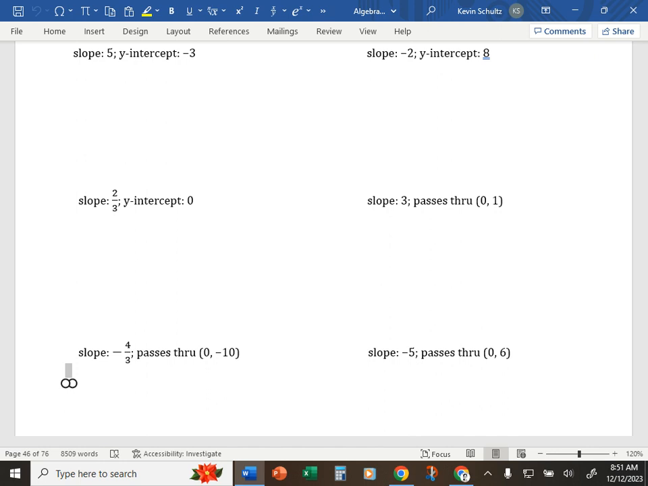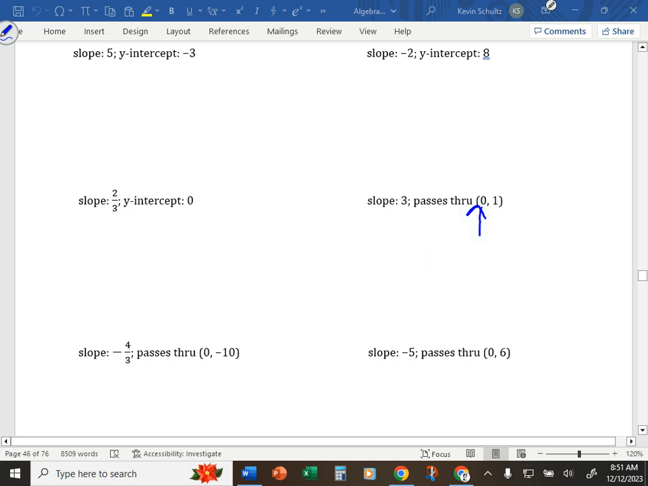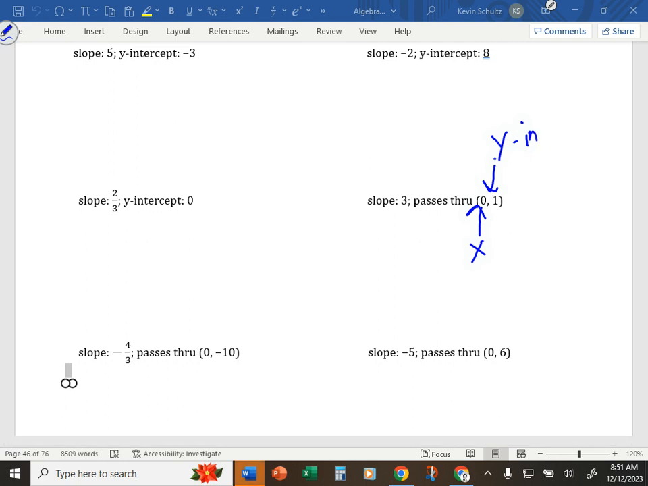The key here is when I give you an ordered pair, you have to pay attention to the x value, right? Because when x is 0, what does that mean the y value is? The y-intercept, right? When x is 0 in an ordered pair, the y value is the y-intercept. So really, the second three are no different than the first three. I'm still giving you the y-intercept. It's just disguised as an ordered pair rather than saying y-intercept.